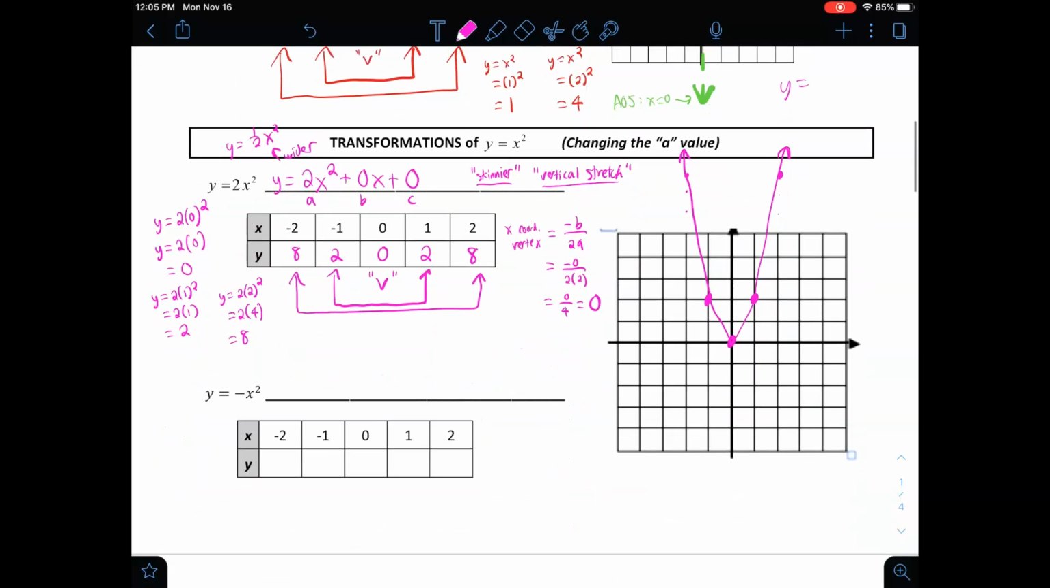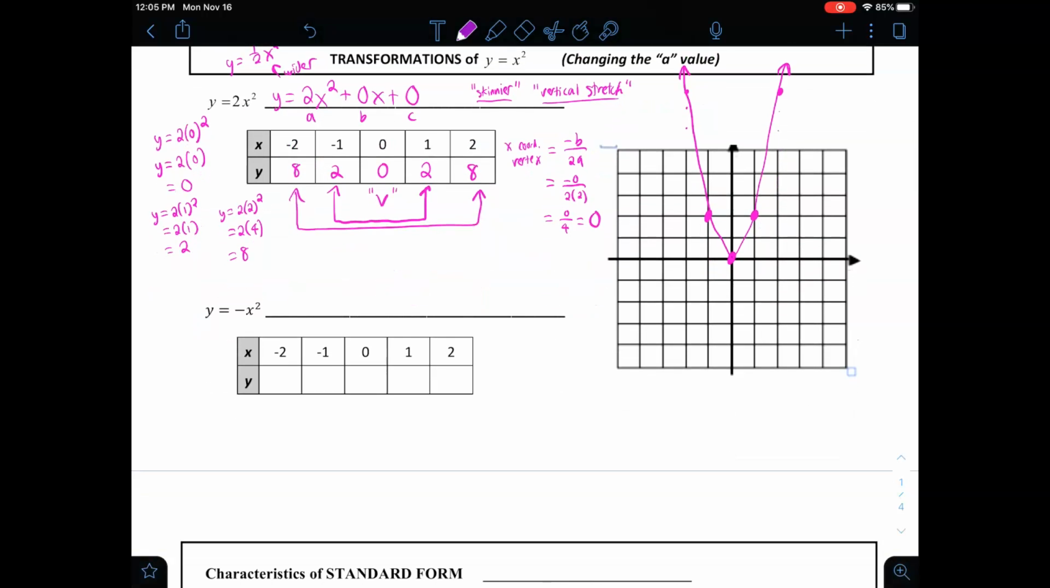All right, cool. We're cruising along here. Let's use a different color. All right, now we have y equals negative x squared.